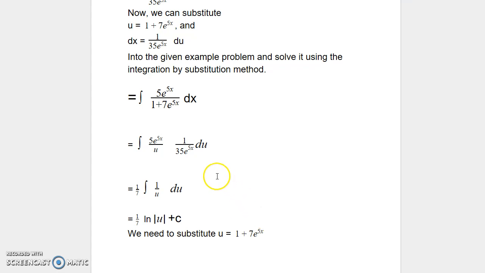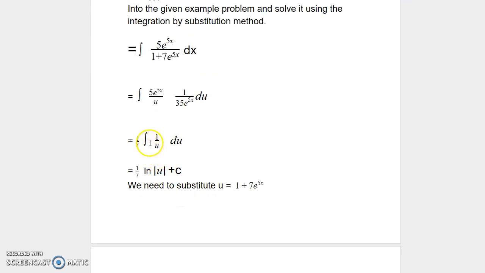Now we need to simplify. As we can see here, e to the power of 5x is in the numerator and e to the power of 5x is in the denominator. Those terms cancel out. So we have a 5 in the numerator and 35 in the denominator. 35 is a multiple of 5, since 7 times 5 is 35. So 1 over 7 is what we can pull out as a constant outside of the integral symbol. We are left with 1 over u du. According to the rule, the integral of 1 over u du is ln of u.